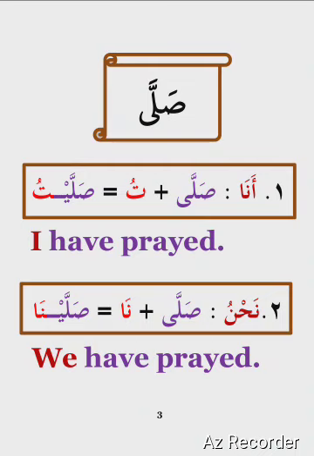Now, trying to change the verb صلى to represent ana, all you need to do is to attach ta'un carrying dhamma to the last letter of the verb صلى. Then you give sukun to the letter before it. So the verb صلى will now become صليت. صليت means I have observed salah. صليت, I have prayed.